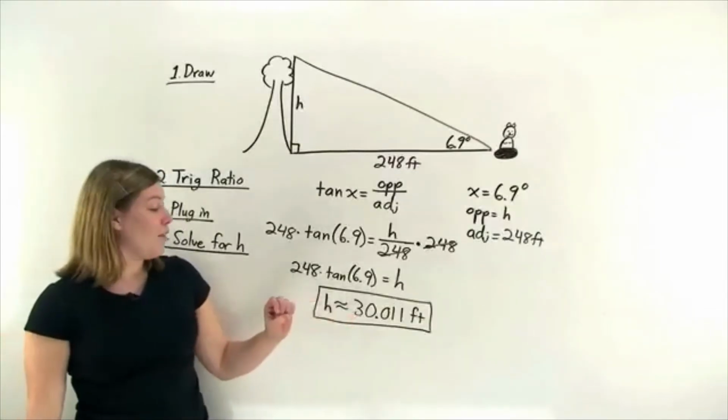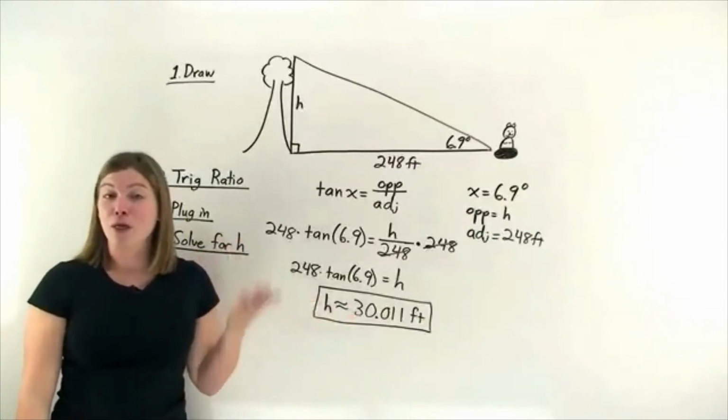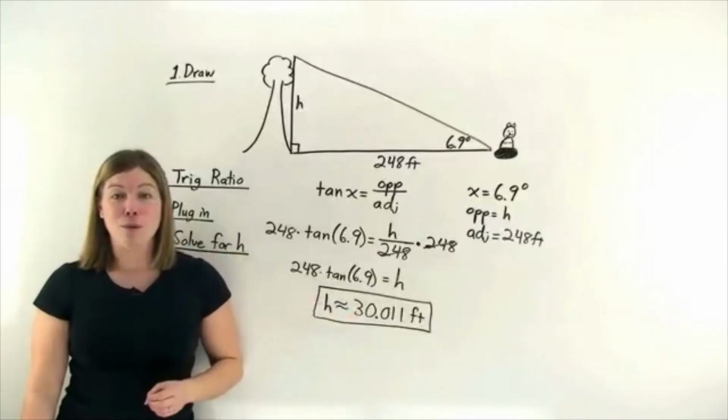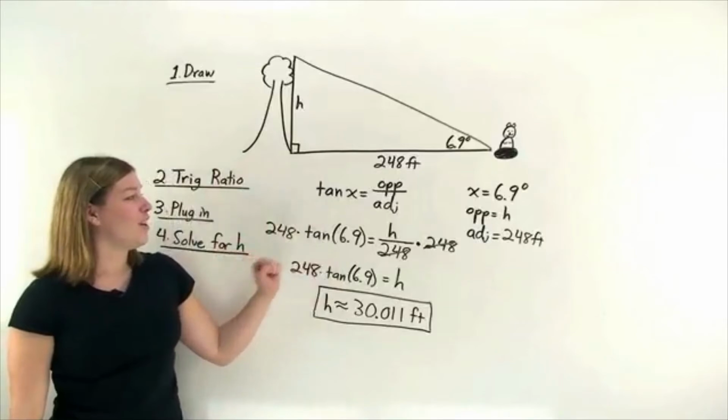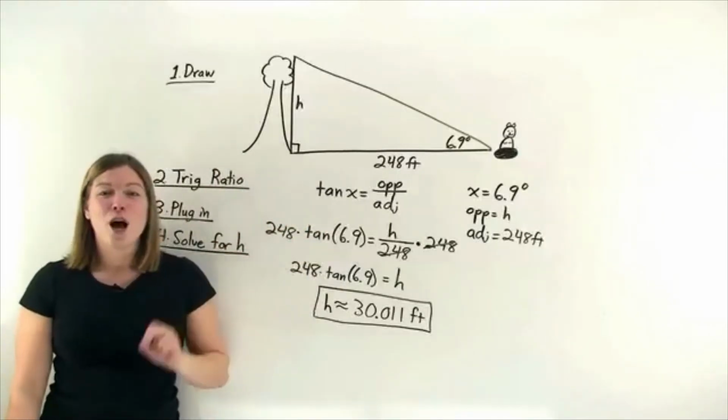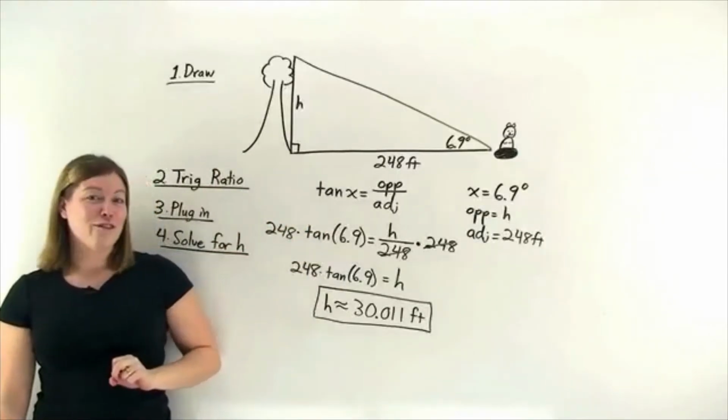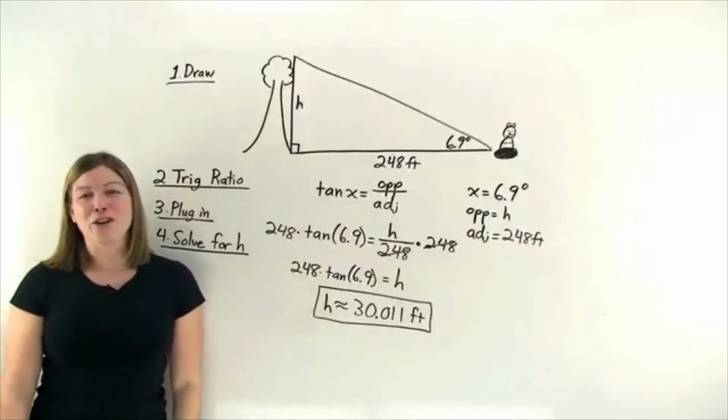Or we could even round this and say that the height of the tree is about 30 feet. That would also be an appropriate answer. So now, we have taken our given information and used a little bit of trig to help us find the height of this tree. We found the height of this tree to be about 30 feet.